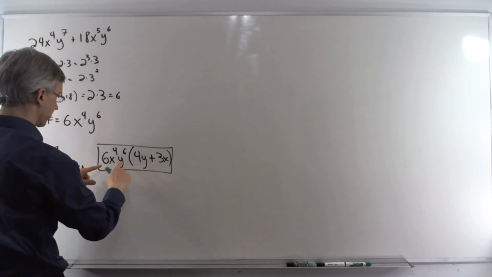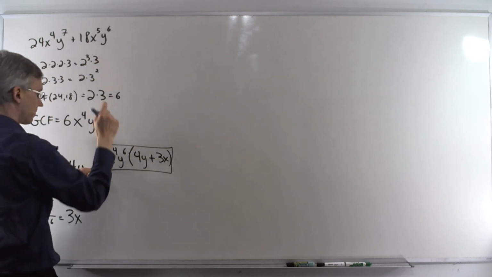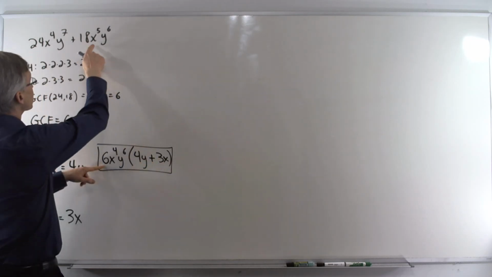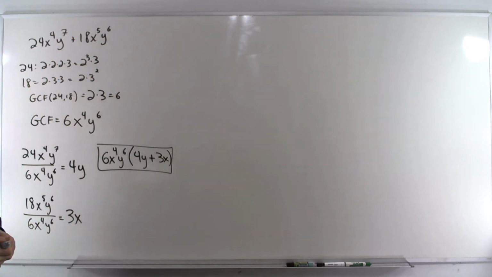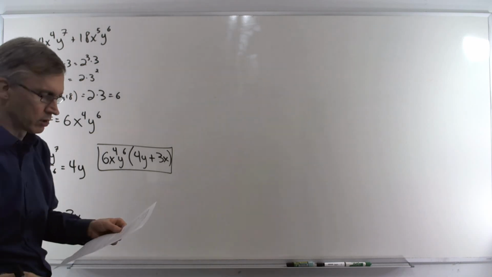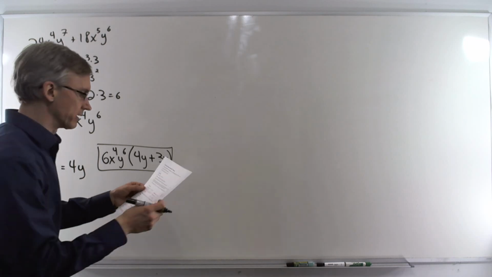Now we'll do the second term. 6 times 3 is 18. X to the 4th times x is x to the 5th. And y to the 6th is y to the 6th. Your turn, number 8.